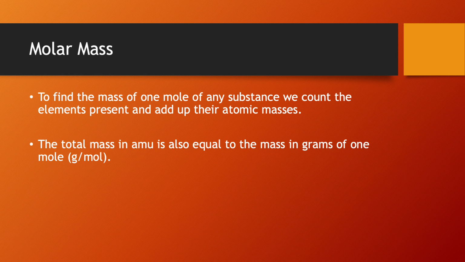To find the molar mass of 1 mole of any substance, we count the elements present and add up their atomic masses. The total mass in AMUs is also equal to the mass in grams of 1 mole, and that's represented again as grams per mole. And it's better, again, guys, to write it over each other. The only way to abbreviate mole is MOL. So let's take a look at an example.